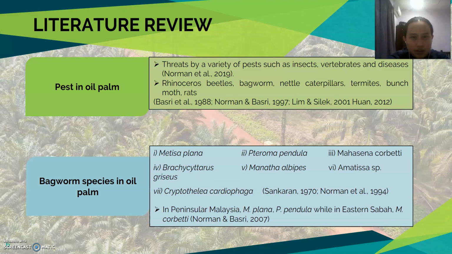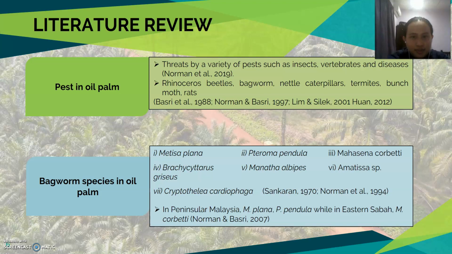Bagworm species in the oil palm. There are 7 species of bagworm that are found on oil palm, which are the Metisa plana, Pteroma pendula, Mahasena corbetti, Brachycyttarus griseus, Manatha albipes, Amatissa species, and Cryptothelea cardiophaga, as stated by Norman et al. in 1984 and Sankaran in 1970.